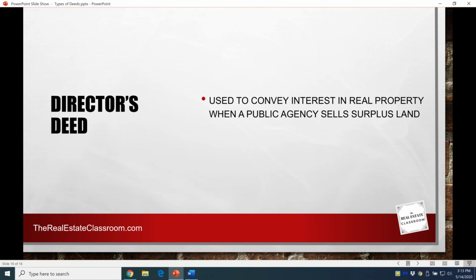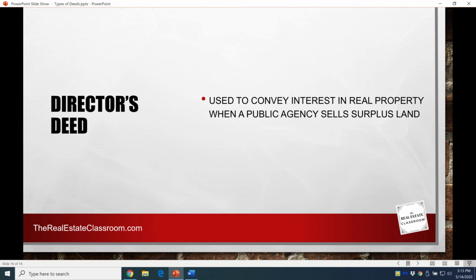And then the last one is the director's deed. We use the director's deed to convey interest in real property when a public agency or a public entity sells off surplus land that the governmental body owns. They're going to use a director's deed.